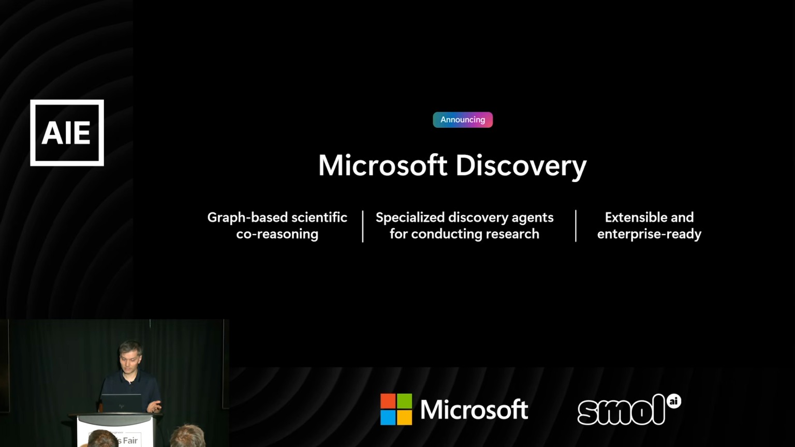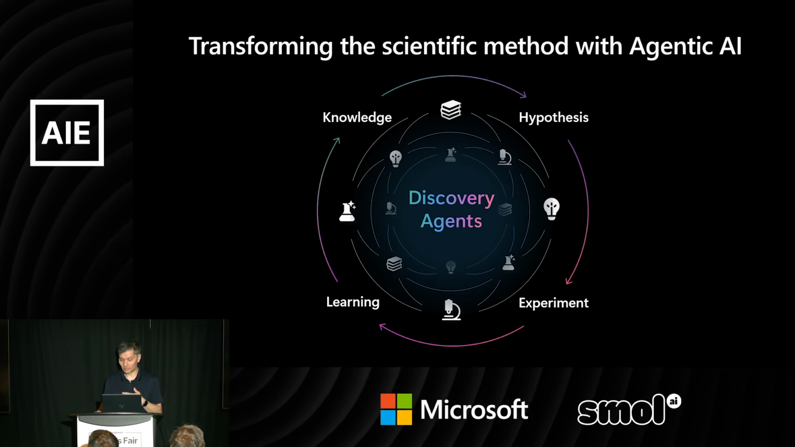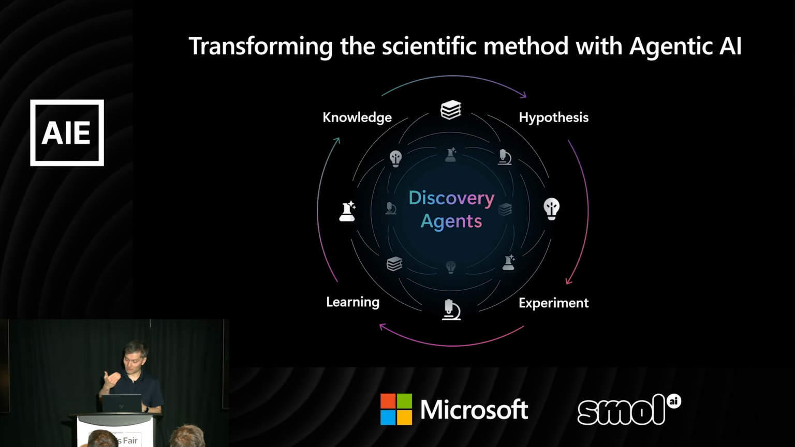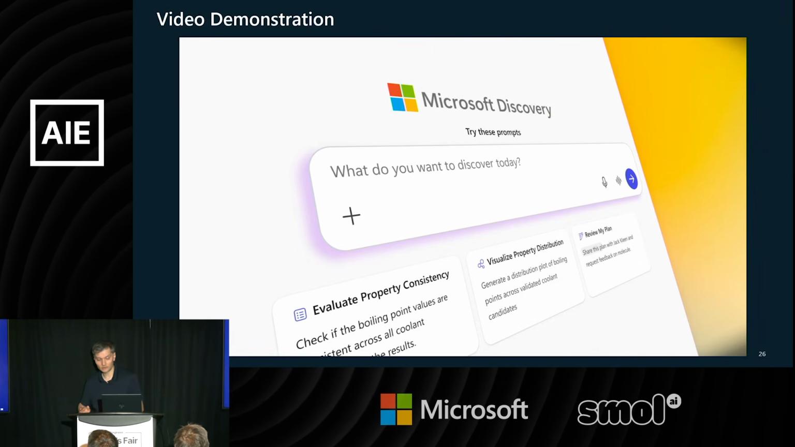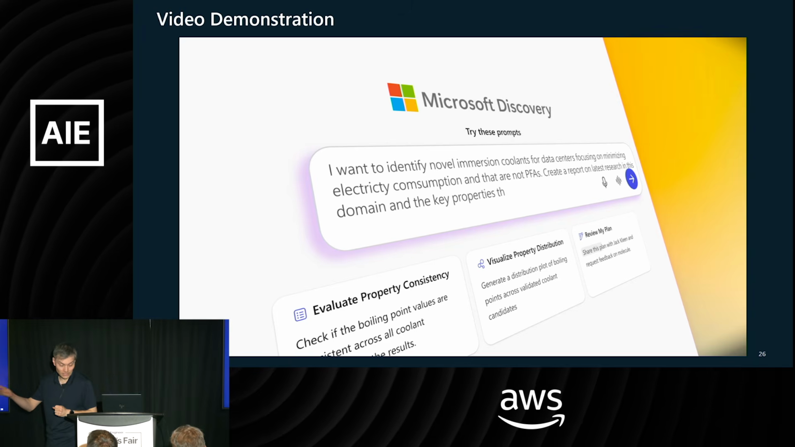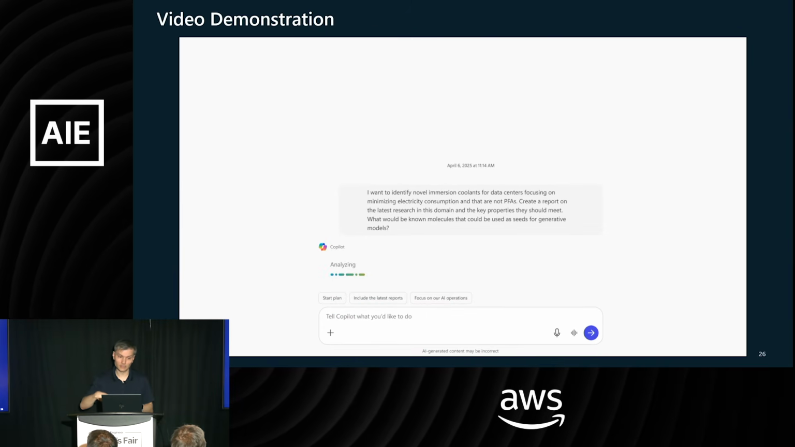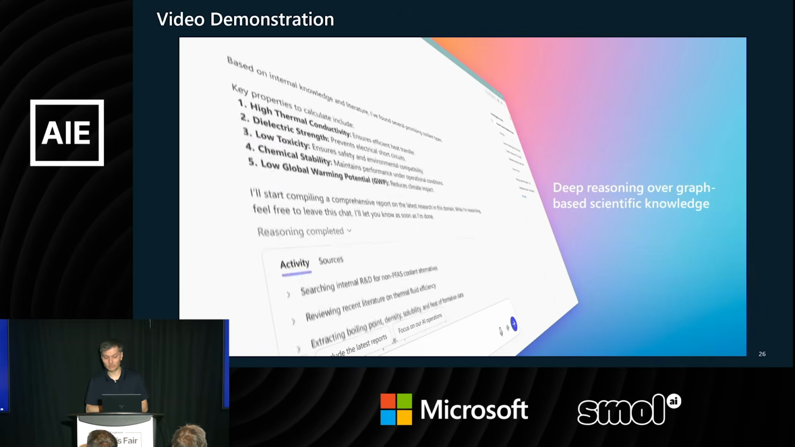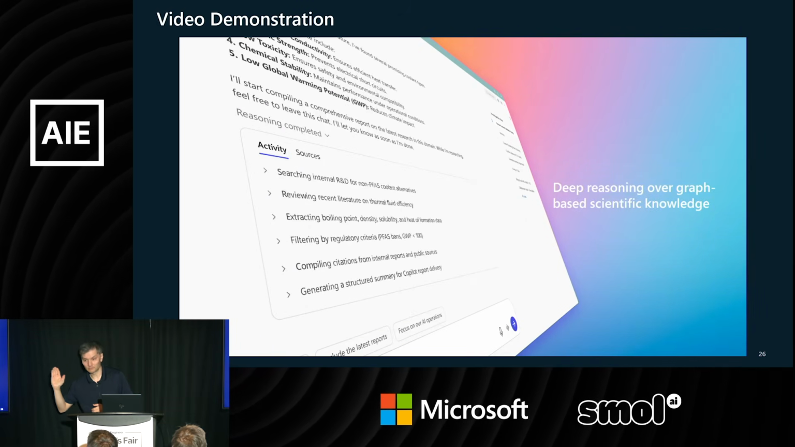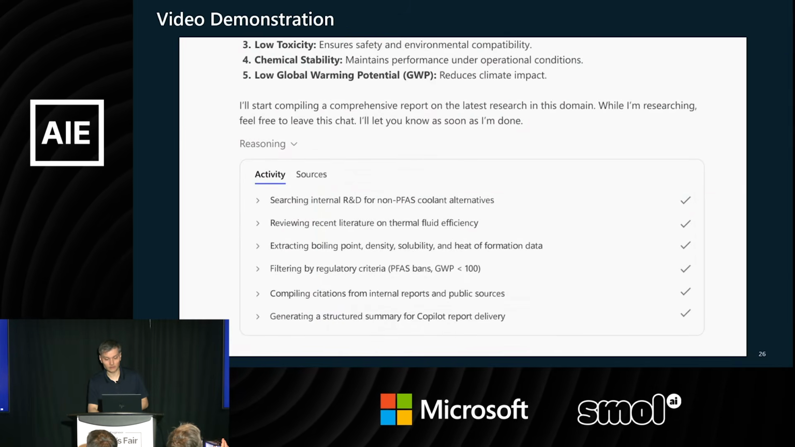If you're not familiar with Microsoft Discovery, it does graph-based scientific co-reasoning. And just to give you a quick summary of it, it goes from hypothesis to experiment, learning, and knowledge. I'll just play a quick 5-second video here. The answers to the questions that you start coming back with on this are powered under the hood by GraphRAG and lazy GraphRAG as well. So as you can see, the Copilot here is generating deep reasoning over graph-based scientific knowledge. Those graphs are being powered by GraphRAG and lazy GraphRAG.